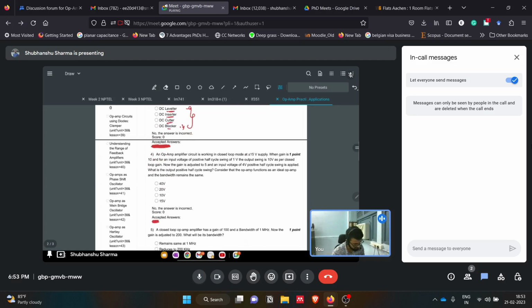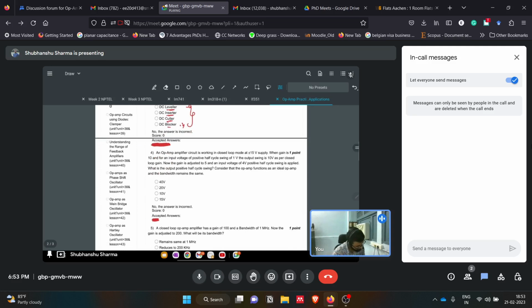Then the next question was, an op-amp amplifier circuit is working in a closed loop mode at plus minus 15 volt supply. The gain is 10. For an input positive half cycle swing of 1 volt, the output swing is 10 volts as per closed loop gain. That is correct enough. If the gain is 10 and input is 1 volt, we will get 10 volt output.